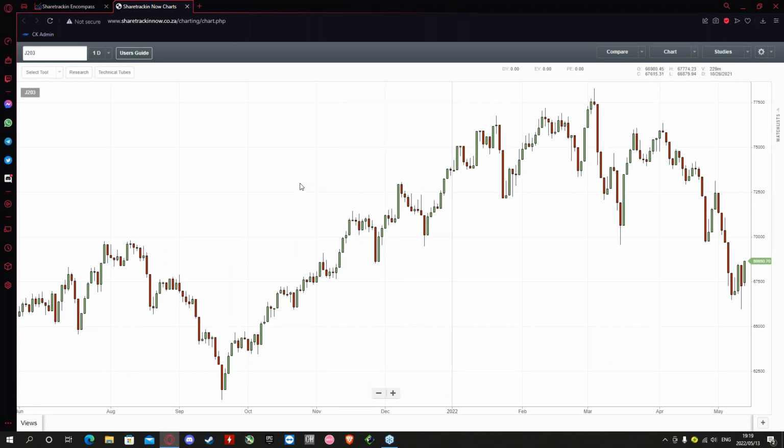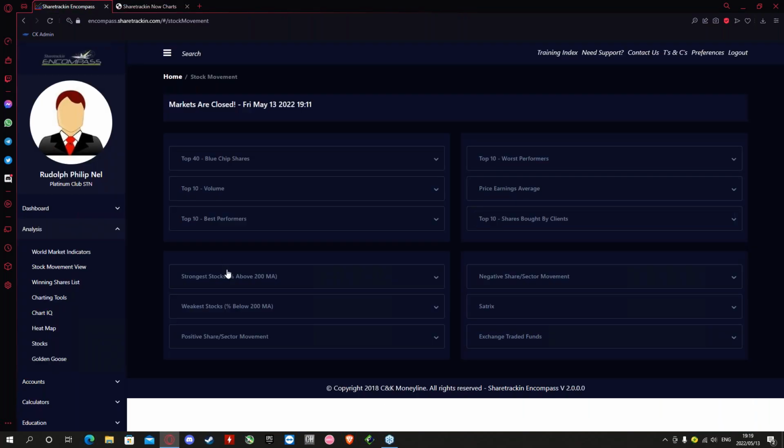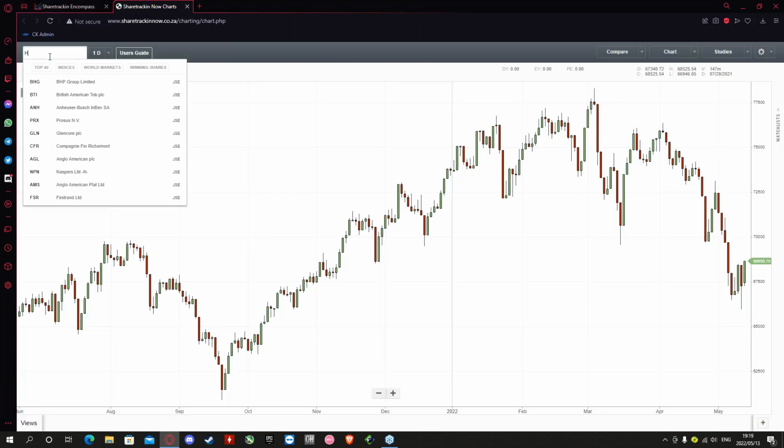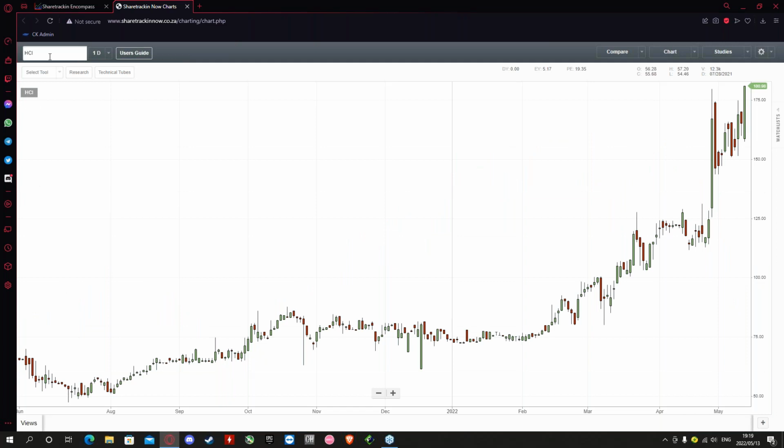Just delete that. So what you'll find is, first of all, let's just take a share. All right, I'm going to take HCI. So you can just type in the code in the left-hand side corner, press enter, and it will update the chart for you.